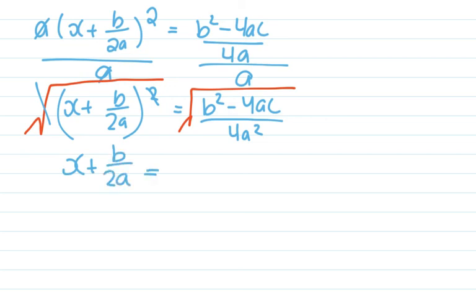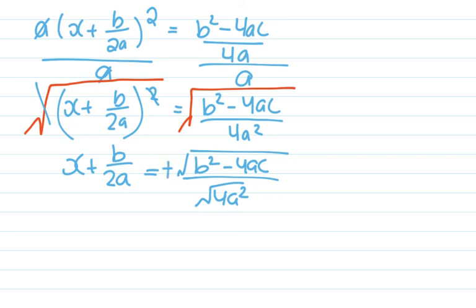the square root of top over the square root of bottom, so the square root of b squared minus 4ac divided by the square root of 4a squared. Now, when I take the square root of something, I have to consider that there's going to be a positive and a negative answer. For example, if I take the square root of 9, the answer could be 3 times 3 is 9, or it could be negative 3 times negative 3 is also 9. So in front of there, I need to write plus or minus.